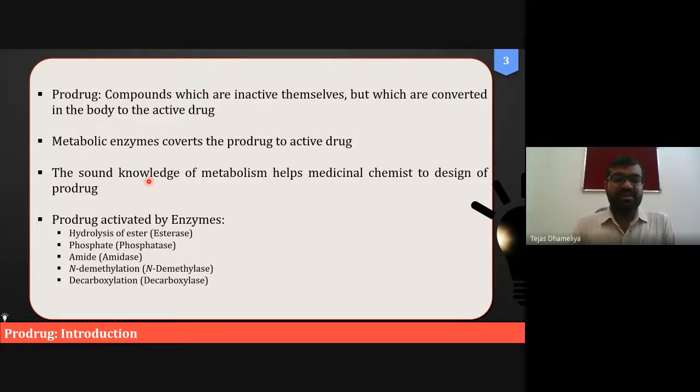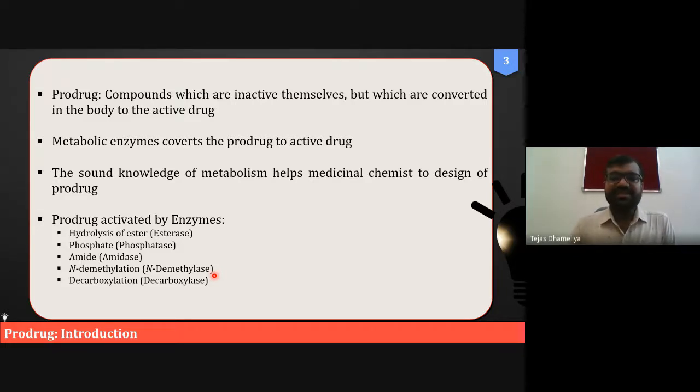So prodrugs are activated by enzymes, and several types of enzymes are there. Some of them are listed on your slide, such as esterase, phosphatase, amidase, N-methylase or demethylase, and decarboxylase. These are the enzymes which are involved in the activation of many kinds of prodrugs, right?